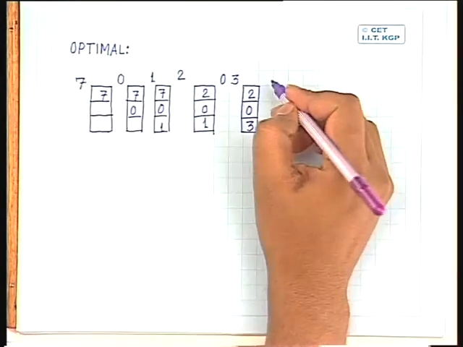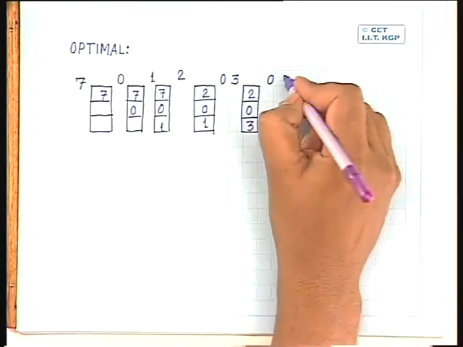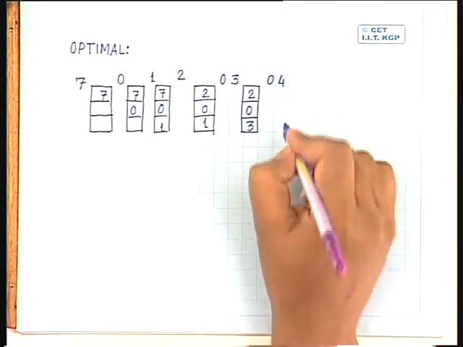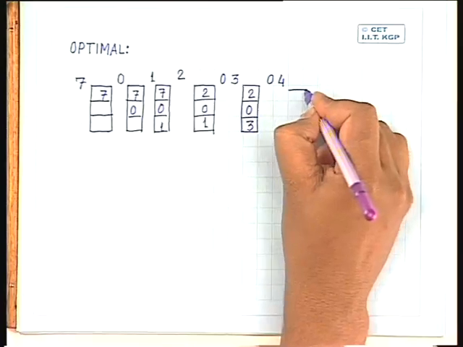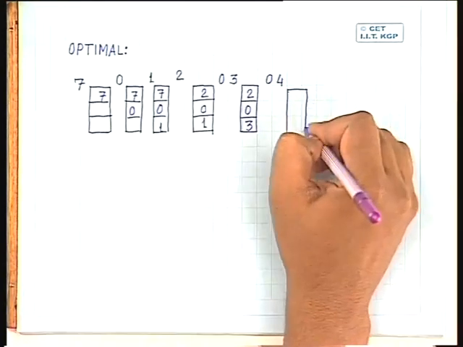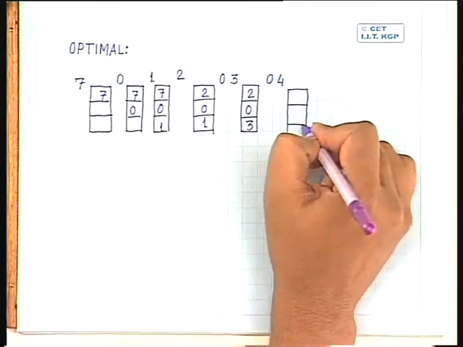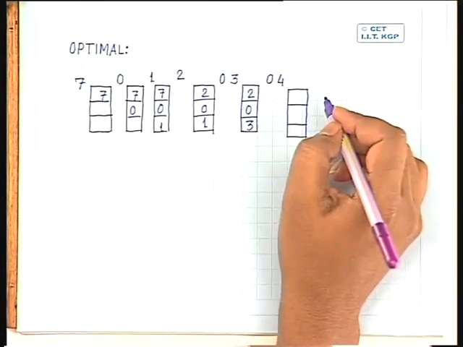The next page which is referred is again page number 0, so I don't have any page fault. Next page which is referred is page number 4. Again I have a page fault. Okay. Now again I have to find out that out of these 3 pages, which is the one that will not be referred for longest duration.